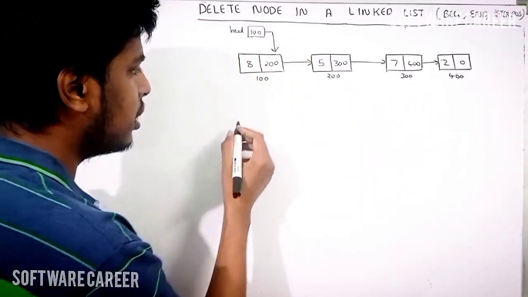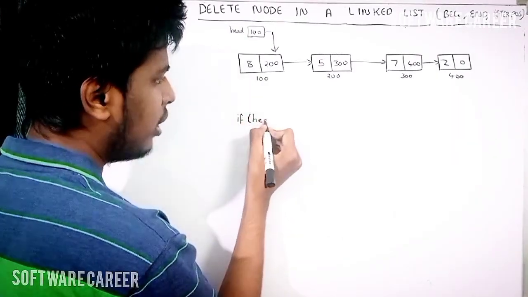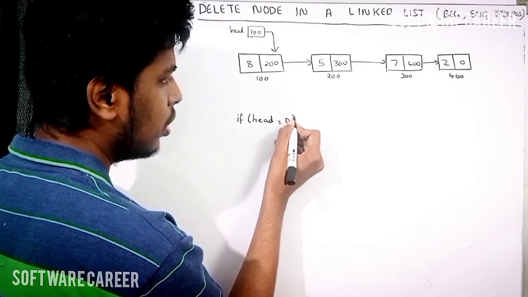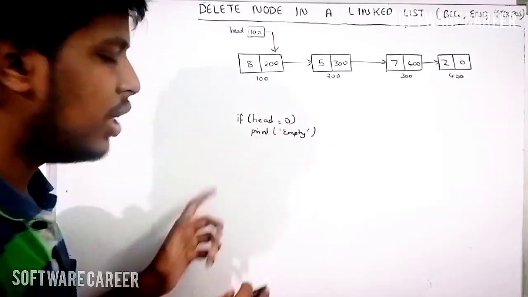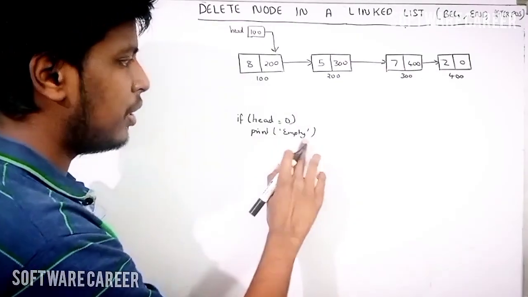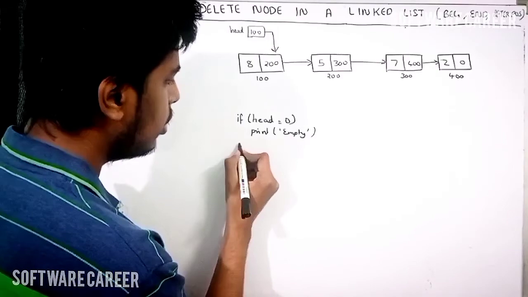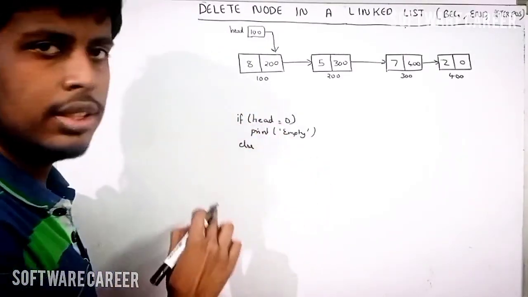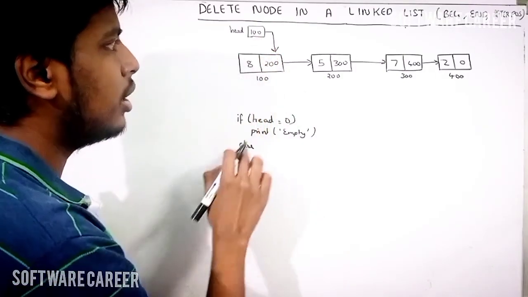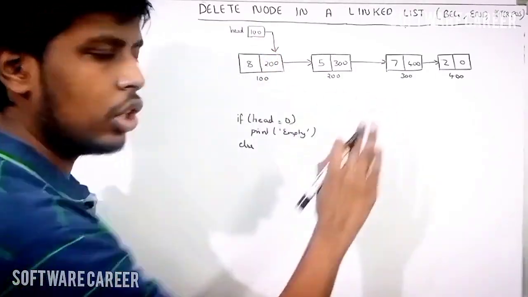So I am writing the code. See here, I am checking whether the linked list is empty by: if head equals to 0, then print empty. If the linked list is empty, I am printing it's empty, so I can't delete any element. Now see, this is the else part. Now I am checking this condition whether head is 0. No, head is 100. That means there is a node present in the linked list. The linked list is not empty.